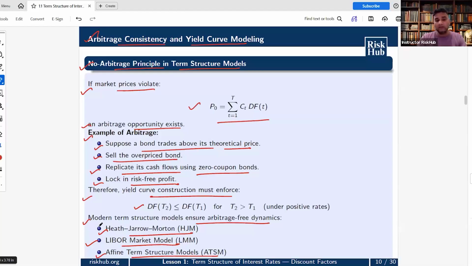And if you look at the second formula given below, DF of capital T2 is less than or equal to DF of capital T1, whenever capital T2 is greater than capital T1, with T1 and T2 two maturity dates and T2 the later one. The condition says the later payment can never be worth more today than the earlier one on the same side. If the rate curve breaks it, the curve implies a negative forward rate between the two dates.